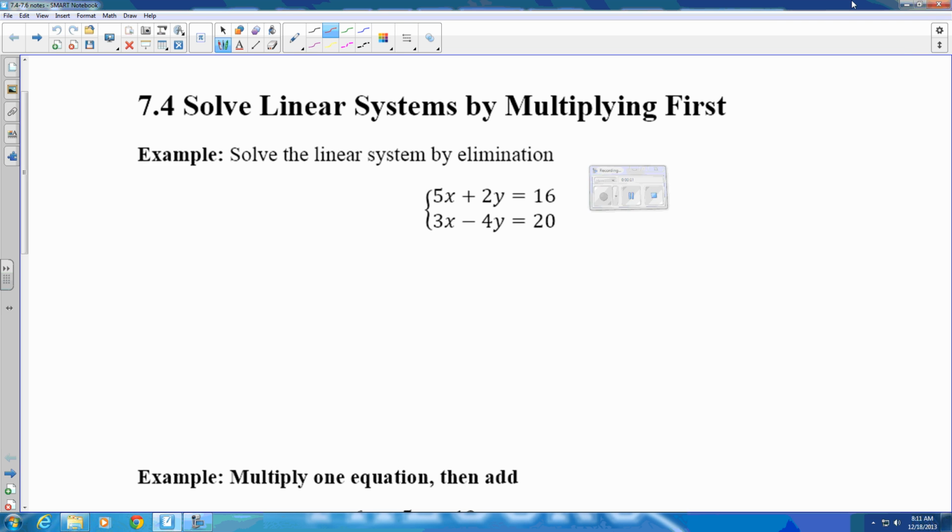Okay, we are doing section 7.4, which is solving linear systems by multiplying first. This is very similar to section 3, which was elimination. This is still going to be using elimination. The only difference is they're not going to easily cancel. We'd have to multiply by something first.